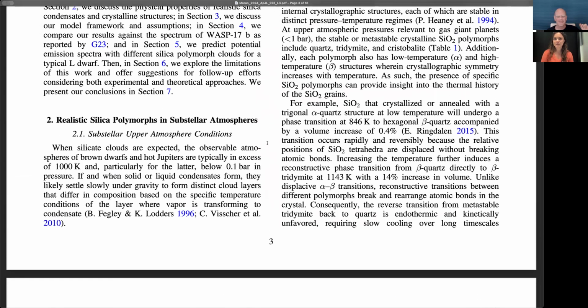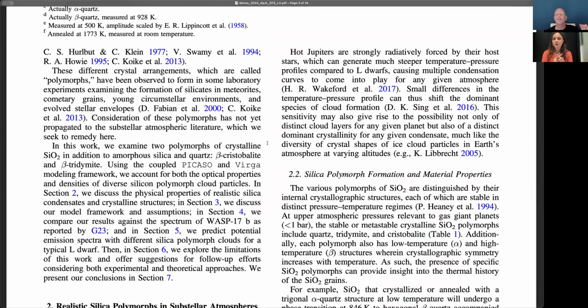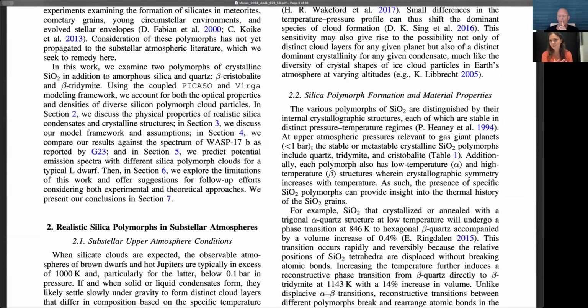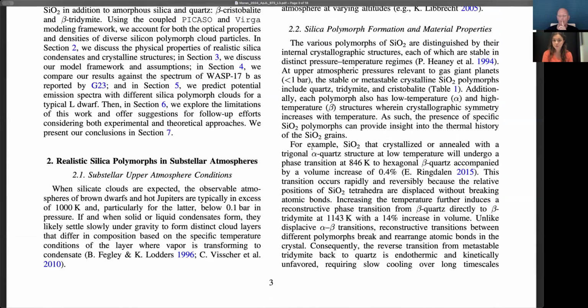And so the other really cool thing to think about as we dig into this is just how long it takes you to transition from one kind of crystal to another. We discuss a little bit here in this section 2.2 just how these things form, which I've already kind of talked about with their formation temperatures.